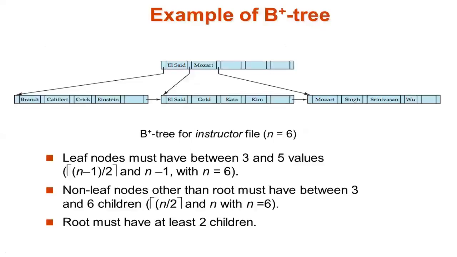So this is one more example, where you can see the B plus tree for the instructor file, where n equals 6. The n value given is 6. Then based on this n value, how many nodes should be there in the leaf node and the non-leaf node, that is the intermediate node? Here we don't have an intermediate node, but we have the root node. For this, the root must have at least two children. Suppose you have only one record, then that will be considered as a root node.